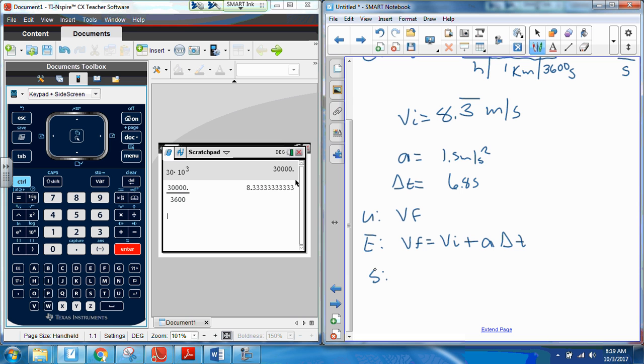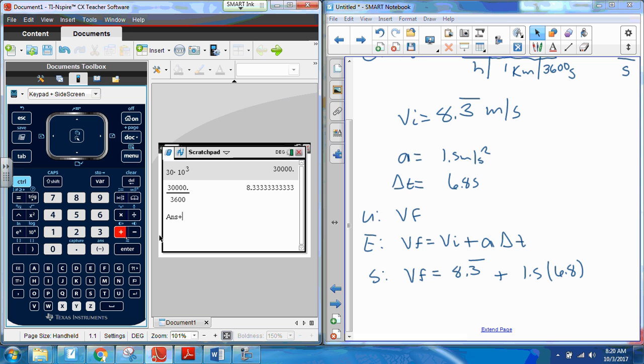We go to solve. V final is my unknown, so I leave it as V final. V initial was 6.8, or I'm sorry, I'm reading that wrong. It's 8.3. 8.3 repeating plus 1.5 times 6.8. Okay, so I go back over to my calculator. Notice how I already have the 8.3 repeating in the calculator? I don't have to retype it or anything. I have that as my first number.